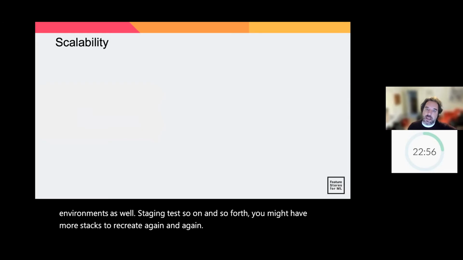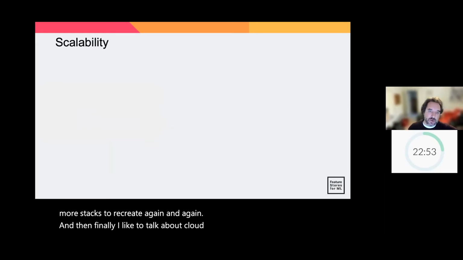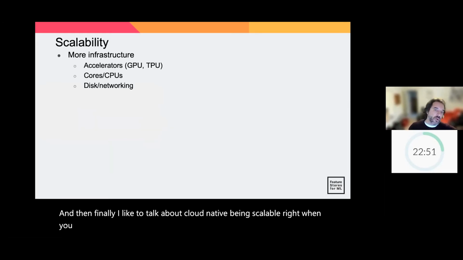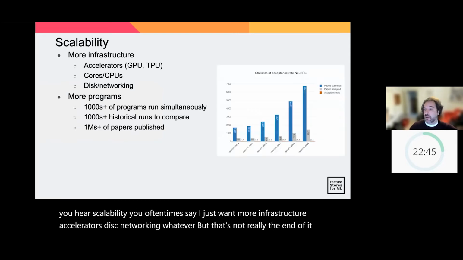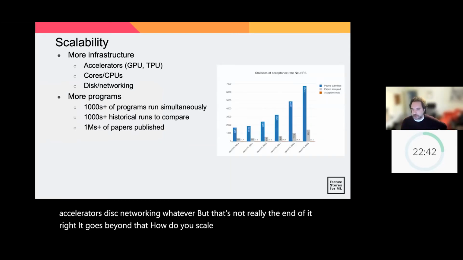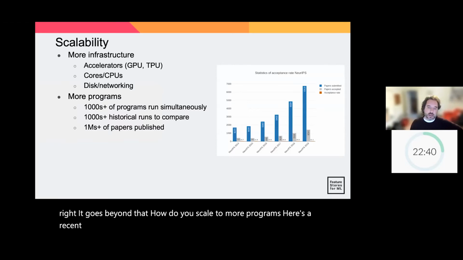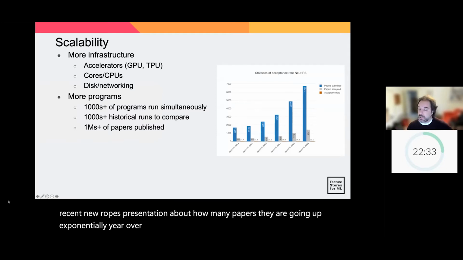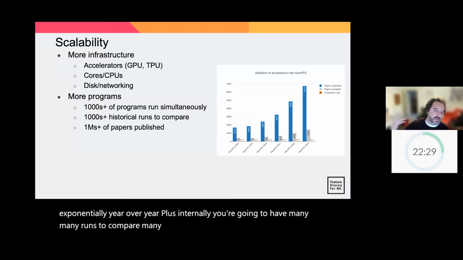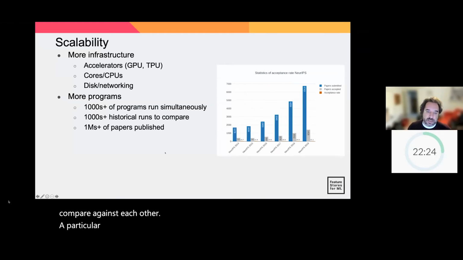And then finally, I like to talk about cloud native being scalable, right? When you hear scalability, you oftentimes say, I just want more infrastructure, accelerators, disk, networking, whatever. But that's not really the end of it, right? It goes beyond that. How do you scale to more programs? Here's a recent NeurIPS presentation about how many papers there are, going up exponentially year over year. Plus, internally, you're going to have many, many runs to compare, many experiments and so on, programs to compare against each other, particular models that you might want to test.